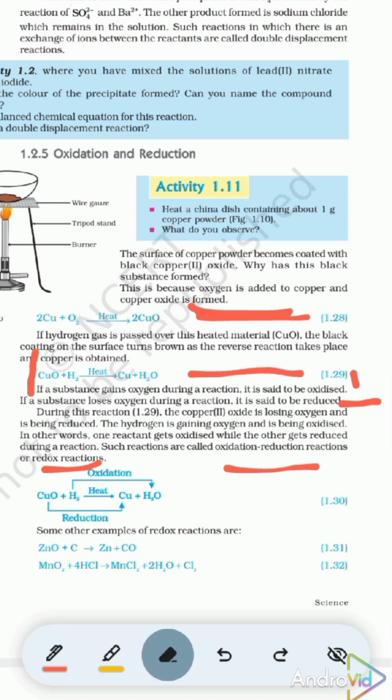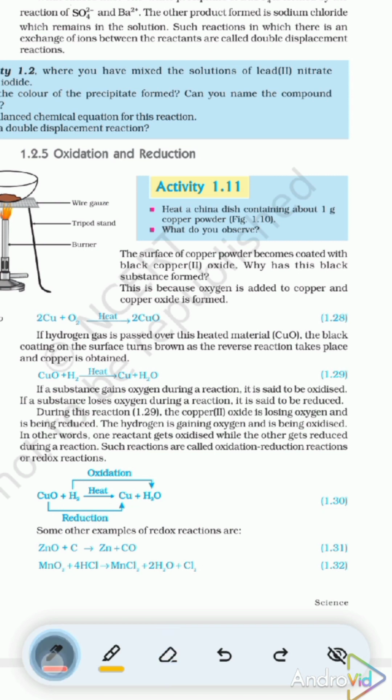Over here, if we draw arrows and mention, we can say that copper oxide when reacted with H2, hydrogen gas, would give copper, that is copper oxide is reduced to copper, so reduction has taken place. Whereas hydrogen in the presence of heat gives rise to H2O, that is water, so addition of oxygen has taken place, that is oxidation has taken place.